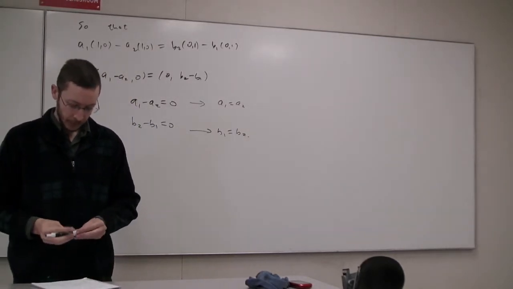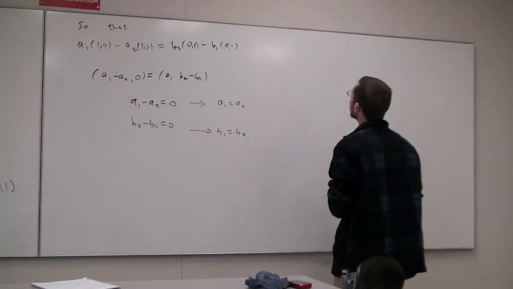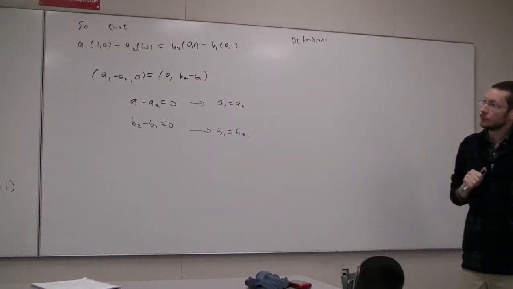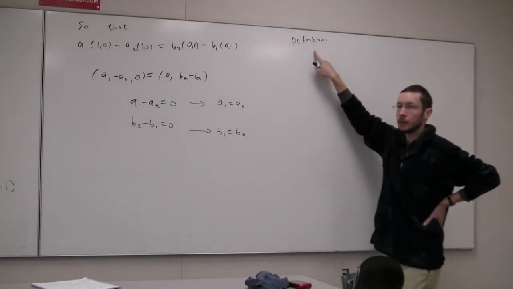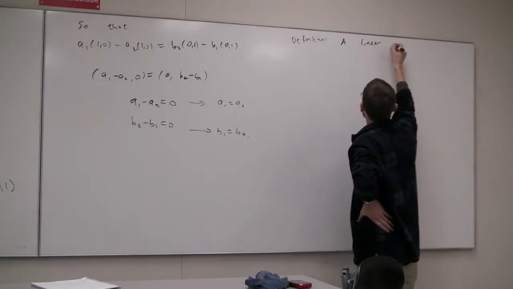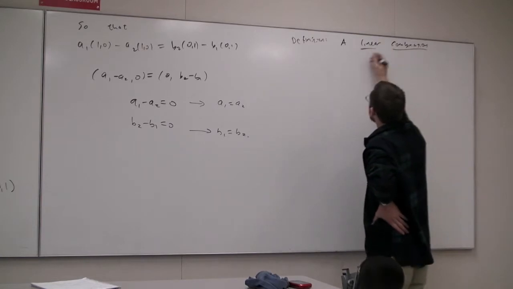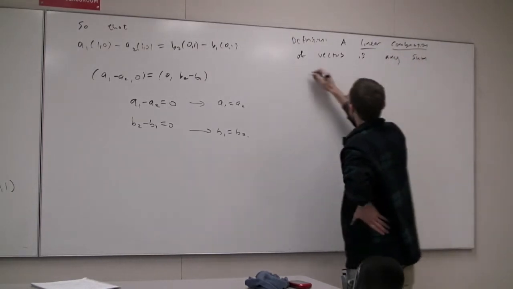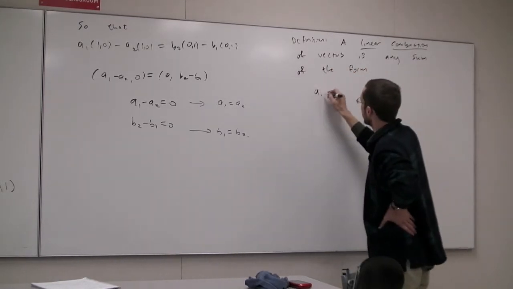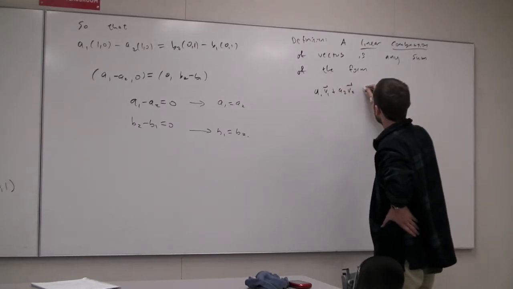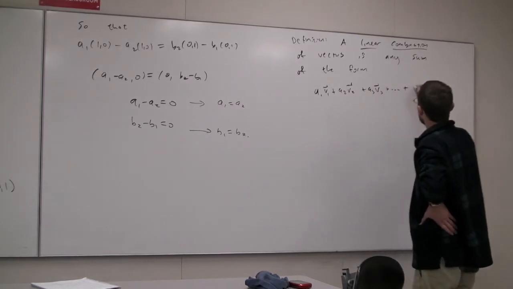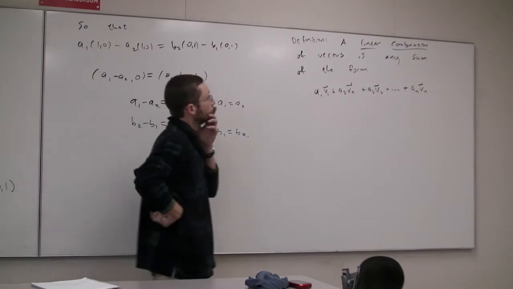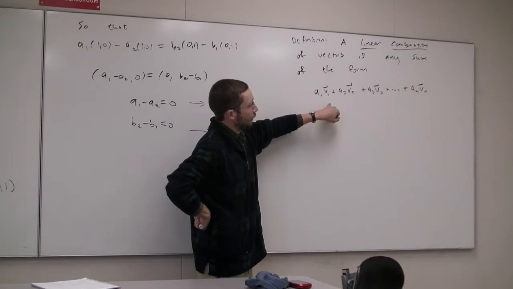So, a quick little definition that I avoided at first, just to not get bogged down in too much jargon. A linear combination is just any sum of rescaled vectors. So this is a linear combination of vectors v1 through vn.